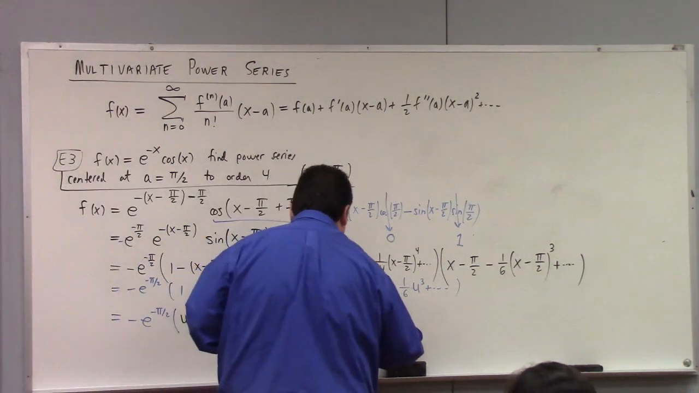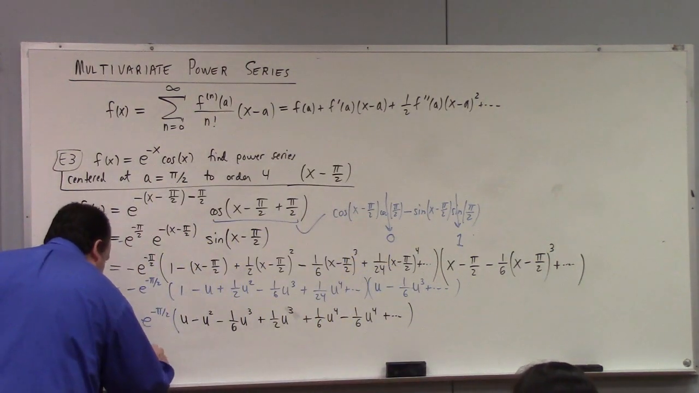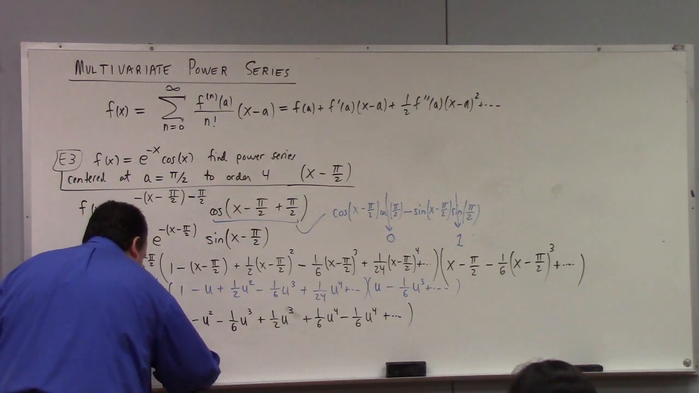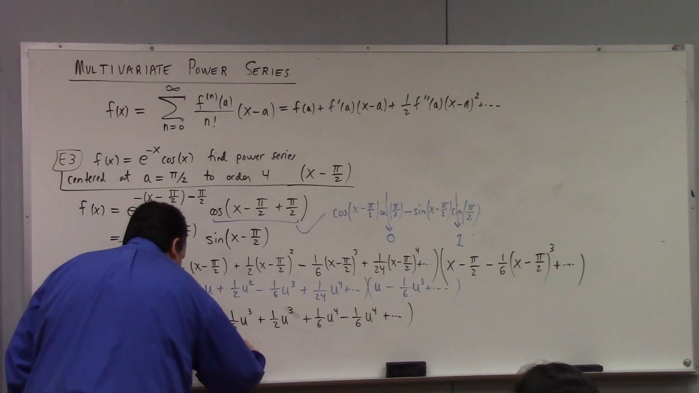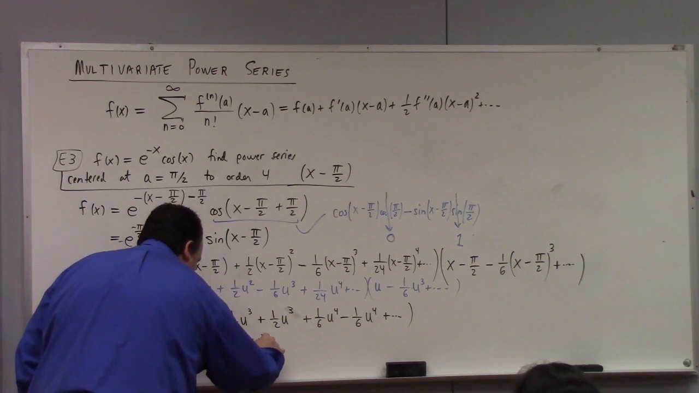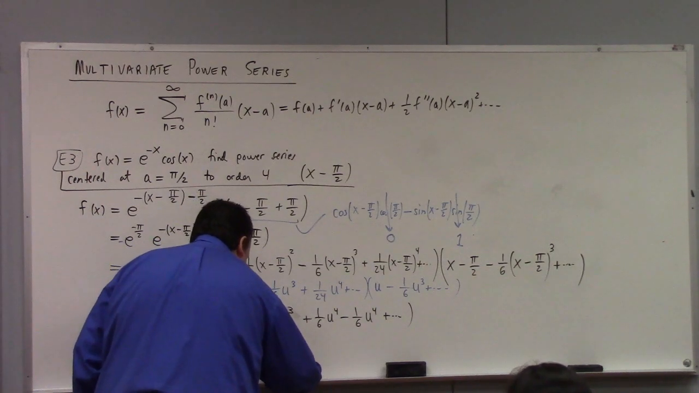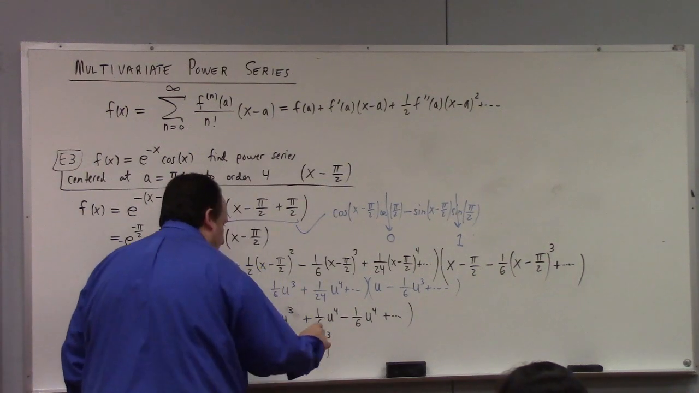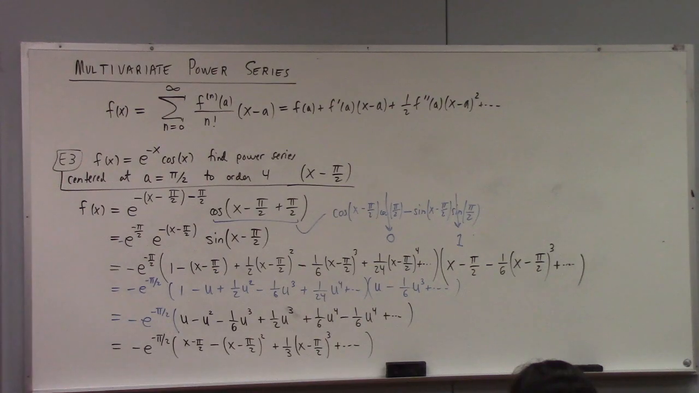So it looks to me, if I haven't made a mistake, that we have minus e to the minus pi over 2 times, well, let's see here, x minus pi over 2, minus parentheses x minus pi over 2 squared. What's 1/2 minus 1/6? 1/3, right? So 1/3 x minus pi over 2 cubed, and then that's it. To fourth order, I believe that's the power series expansion of this function.